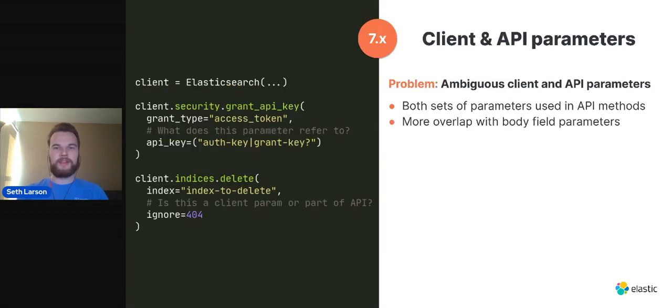Okay, the next problem is client and API parameters. They're kind of ambiguous because right now in 7x, the API parameters for the client and for the actual API method itself are in the exact same method. So if you look at grant API key, it takes an API key, but that also conflicts with the name API key that we have as a per request method as well for the client. And then if you look at indices delete, you can't really tell if that ignore 404 is a part of the API or if that's a client parameter.